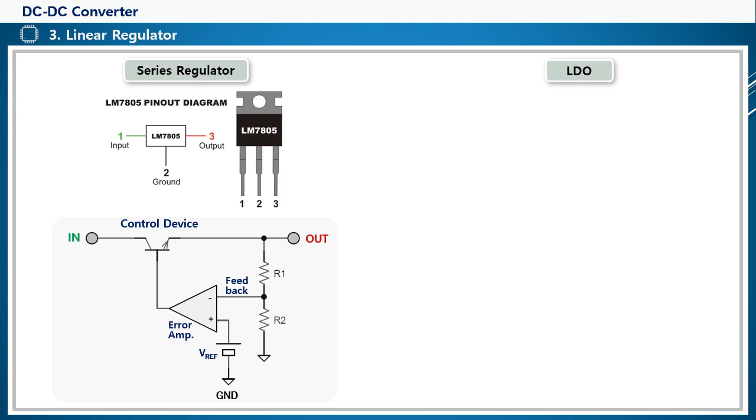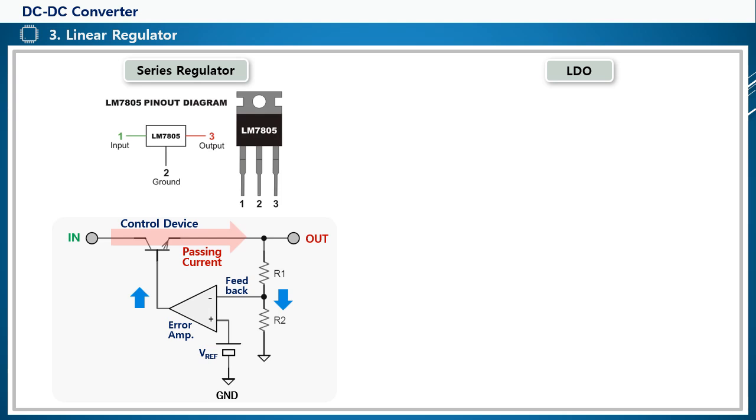Looking at the internal circuit, it consists of a control device that controls the current passing from the input to the output side, and an error amplifier that compares the divided voltage of the feedback resistors R1 and R2 with the reference voltage V reference to linearly control the control device to obtain a constant output voltage. When the output voltage is low and the feedback voltage is low, the output of the error amplifier increases, which increases the passing current of the control device. And when the output voltage is high, the passing current is reduced to keep the output voltage constant.